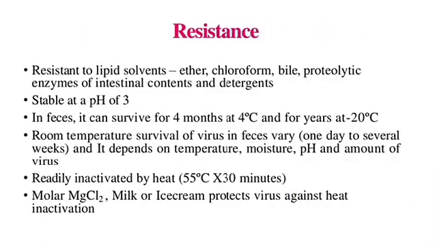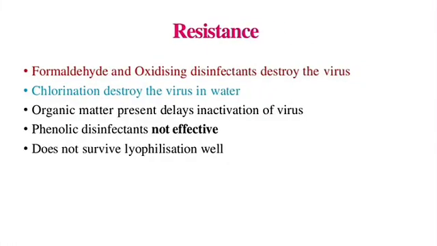Resistance: they are resistant to lipid solvents like ether, chloroform, and bile, to proteolytic enzymes of the intestinal contents, and to detergents. They are stable at a pH of 3. In feces, the virus can survive for 4 months at 4 degrees Celsius and for years at minus 20 degrees Celsius. Room temperature survival in feces varies and depends on temperature, moisture, pH, and the amount of virus. They are readily inactivated by heat, 55 degrees Celsius for 30 minutes. Molar MgCl2, milk, or ice cream protects the virus against heat inactivation.